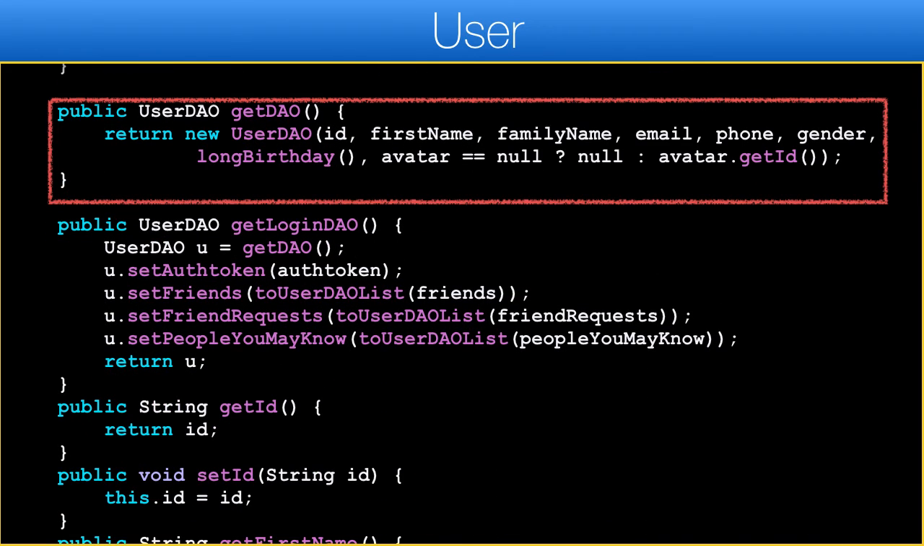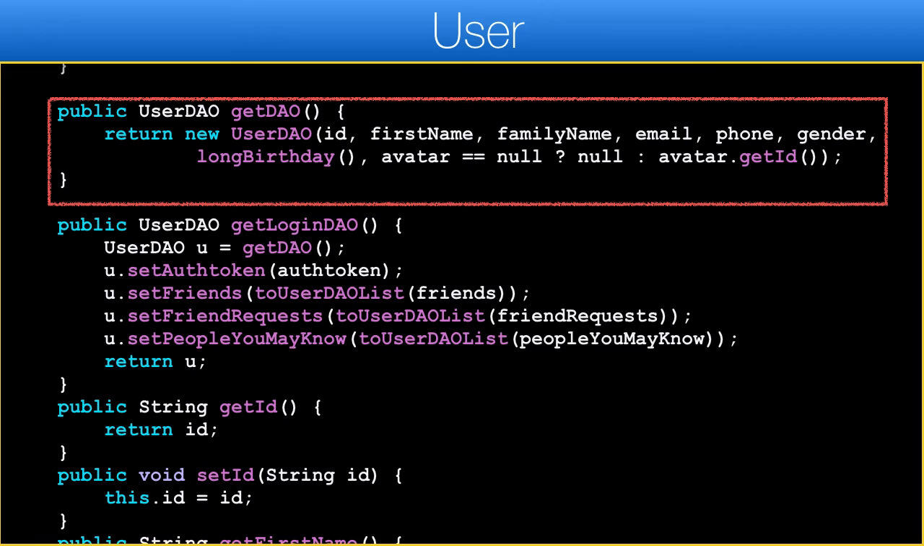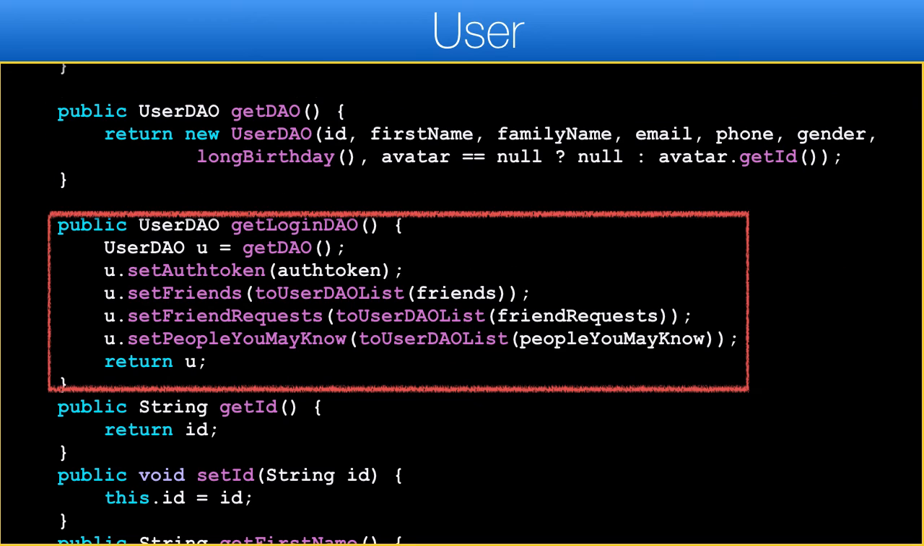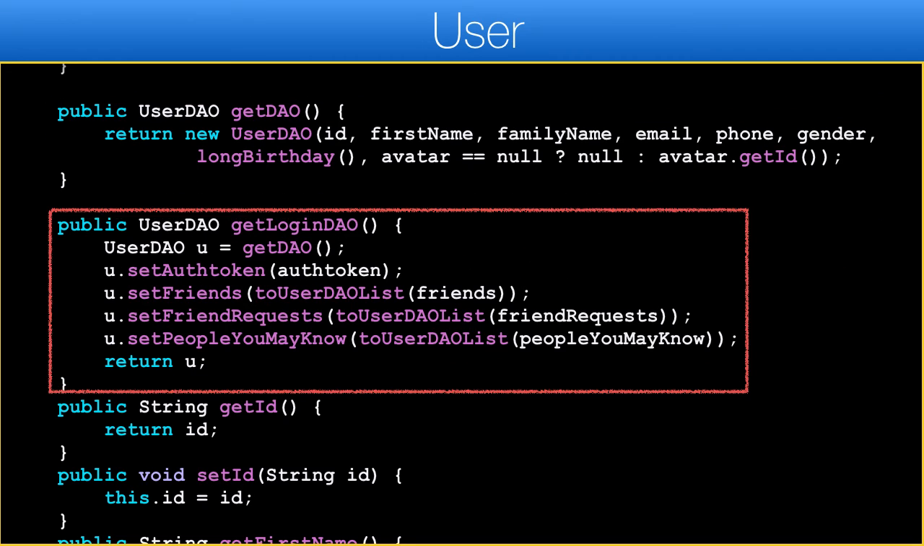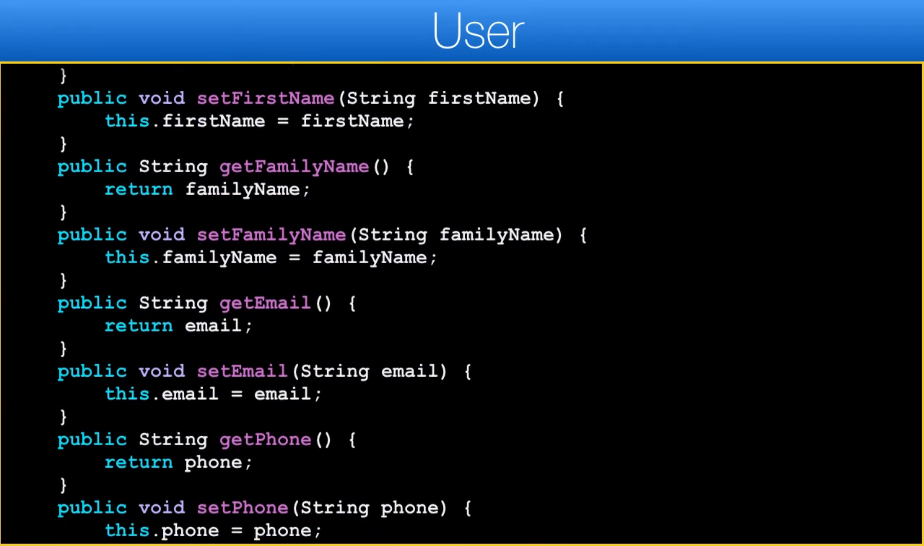Here we create a DAO object matching this user. I'll discuss the DAO in more detail soon, but as you recall from before, we use it to transfer data to the client. Notice that no private information is passed when the DAO is created, not even the friend list, no password, token, etc. We pass the auth token here, but not the password. This method is invoked when a user logs in and returns to the user his own data.